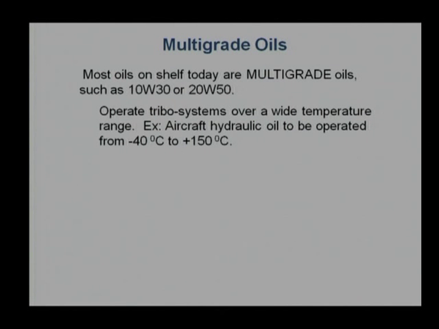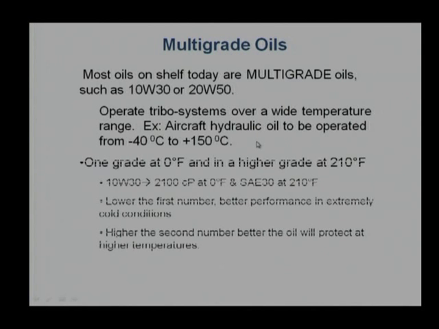That is why when tribo systems operate over wide temperature ranges, we are bound to use multi-grade oils. One typical example is aircraft hydraulic oil, which operates from minus 40 degrees centigrade to 150 degrees centigrade. It is quite a huge range, and most of the time mineral oils will not be very useful. We may require synthetic oils for these applications. But if cost is a major consideration, then we can go ahead with some sort of multi-grade oil. A multi-grade oil shows one grade at 0 degrees Fahrenheit and a higher grade at 210 or 212 degrees Fahrenheit. As I mentioned initially, in the 10W30 example, it has very high viscosity at 0 degrees Fahrenheit and SAE30 characteristics at 210 degrees Fahrenheit.